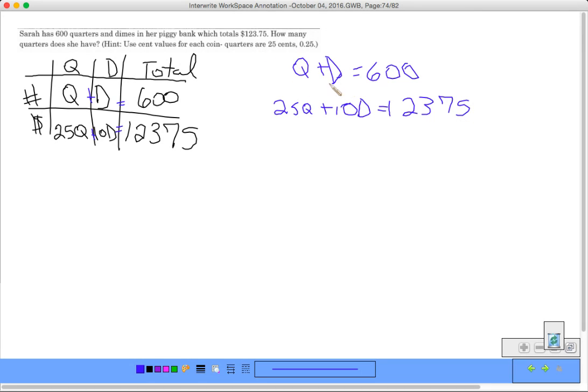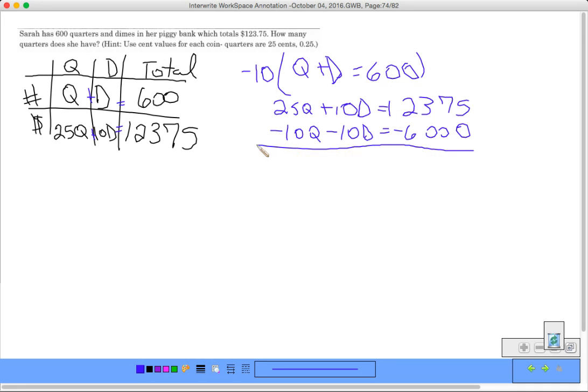Okay, this is set up for elimination. I know this because I have Q and D on the same side. So looking at this, I could multiply by negative 10 so that I have negative 10 and positive 10. So when I add, I get 0. Okay, then I'm going to draw my line and add straight down. So that gives me 15Q. Those cancel, which is what I want. Make sure you have opposite signs. And then I get 6,375.